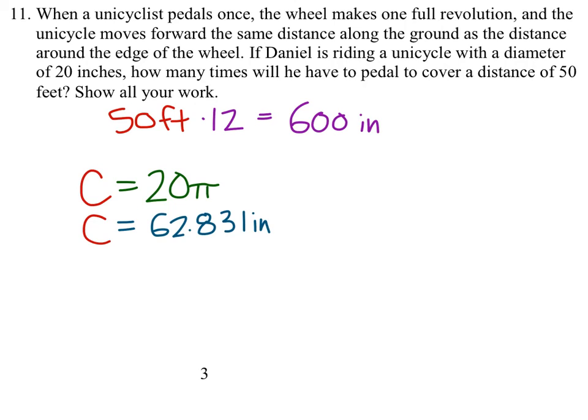What we really need to do is figure out how many of these circumferences are in the 600 inches. So how many circumferences are there? How would we figure this out? Yeah, very good. 600 inches divided by 62.831 inches, and that's per revolution. So this answer is 9.549, something like that.